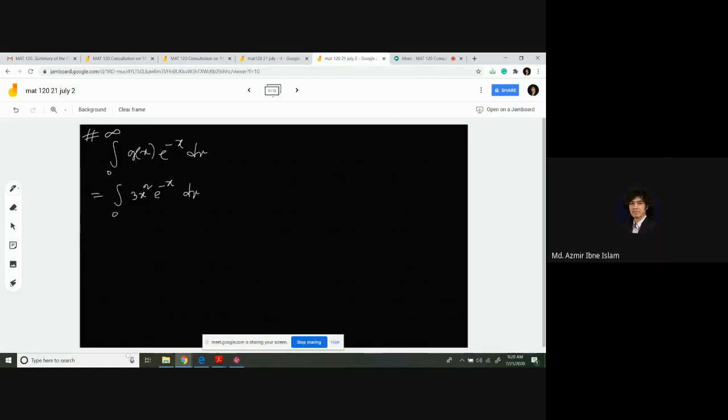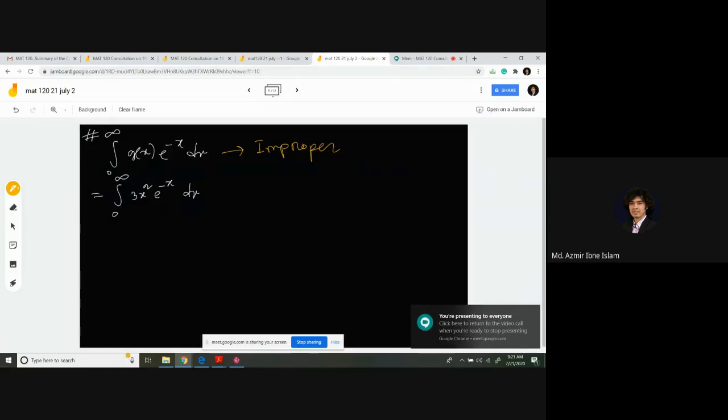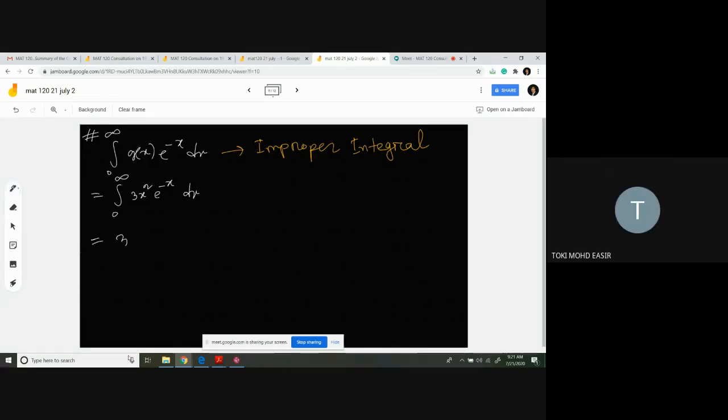Since we have 0 to infinity, this is definitely an improper integral. Everybody has a specific name, so this question is called improper integral. Be careful, it is not improper rational function. It is improper integral. So here we can use the gamma function also, right? Yes, we can also take the gamma function.